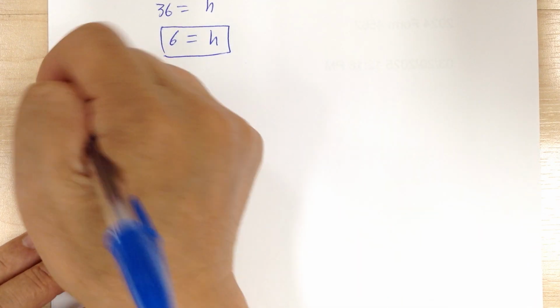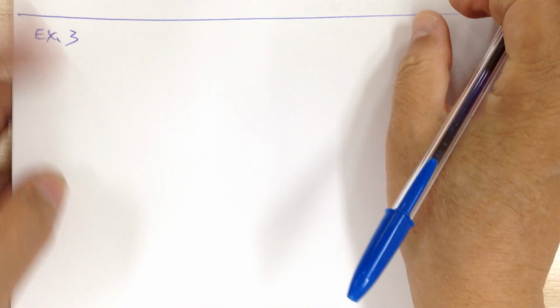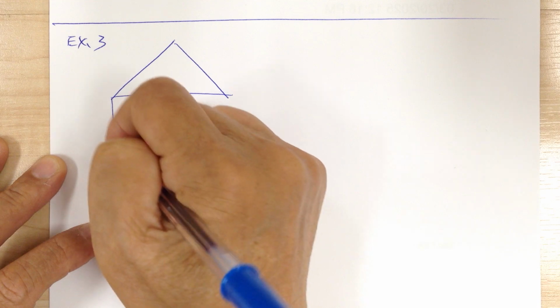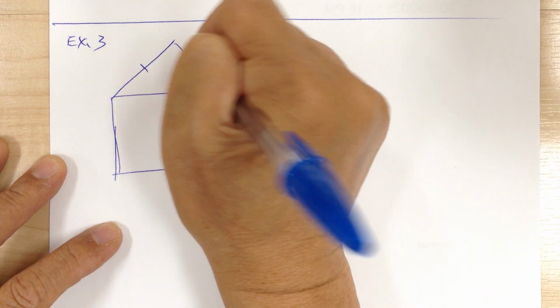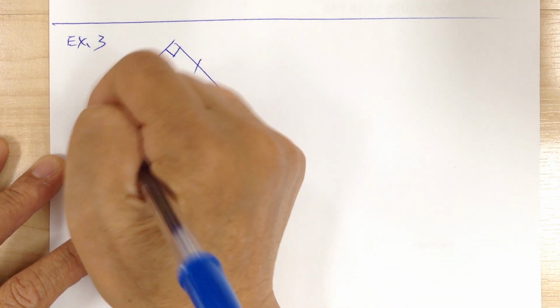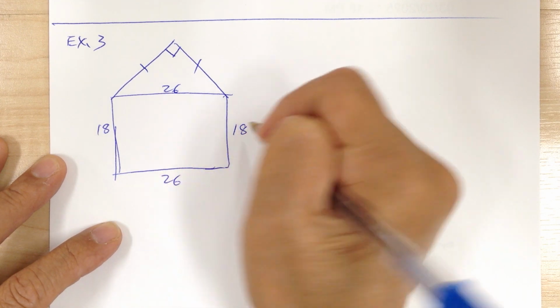Okay, let's go to example 3. You want to paint the side of the barn. So it's a triangle and a rectangle. It's an isosceles triangle, and this is 26 feet. This is 18, 26, 18.